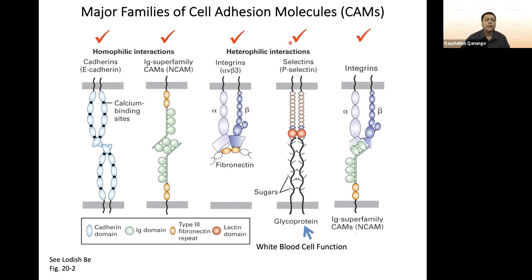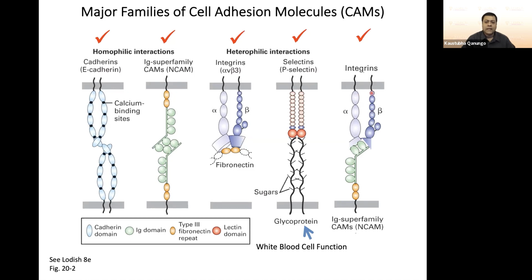Now, when you go to the heterophilic interactions, the first one we are looking at is integrin. There are a good number of integrins, at least more than 22 types. They have an alpha chain and a beta chain, and we're going to talk about that in a little bit more detail. Here you have an alpha variable and beta 3 making up one type, which is not important. What it is interacting with is fibronectin, an ECM, or extracellular matrix, protein. You can see that integrin and fibronectin are different. That's why this is a heterophilic interaction.